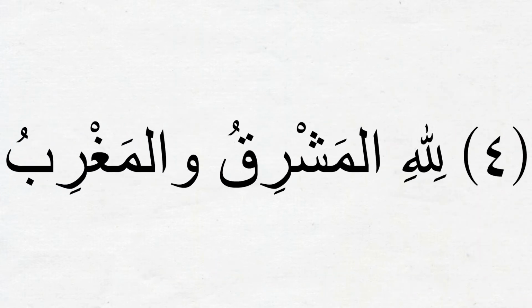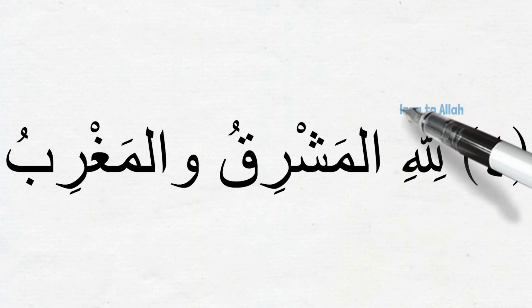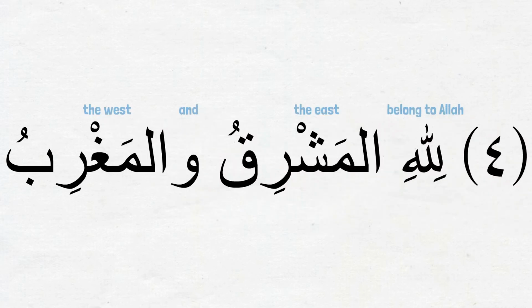Okay, we have another beautiful example sentence next. It is actually a part of the ayah from Surah Al-Baqarah. لِلَّهِ الْمَشْرِقُ وَالْمَغْرِبُ. To Allah belong the east and the west. Now, I've got a question here. What do you think are the mubtada and khabar of this sentence?